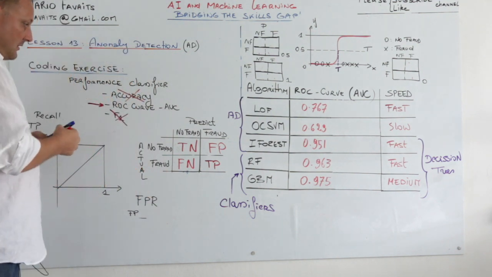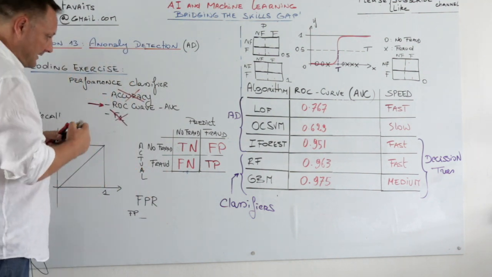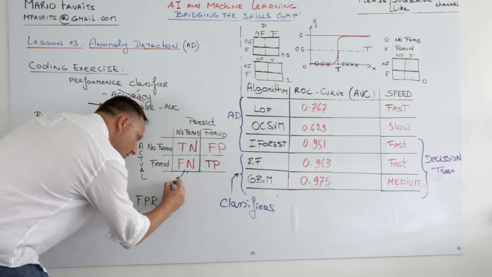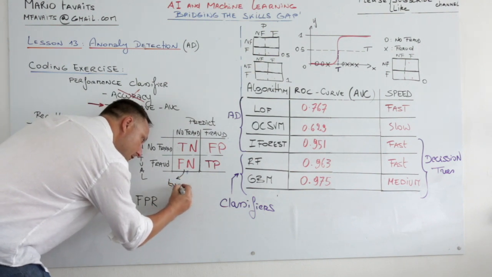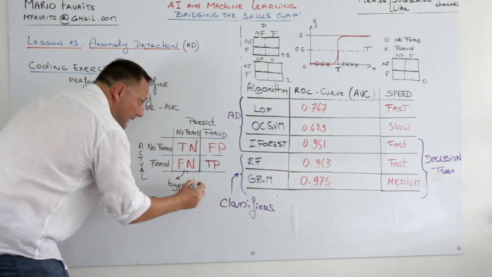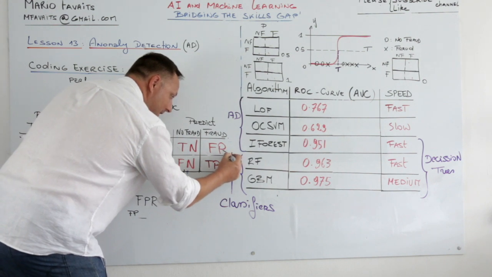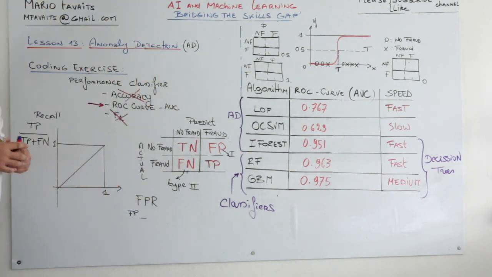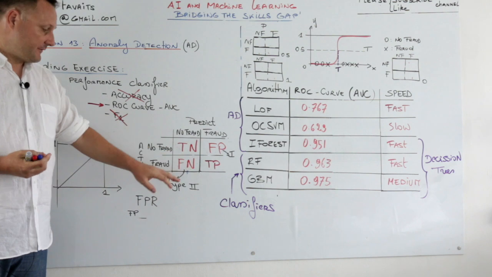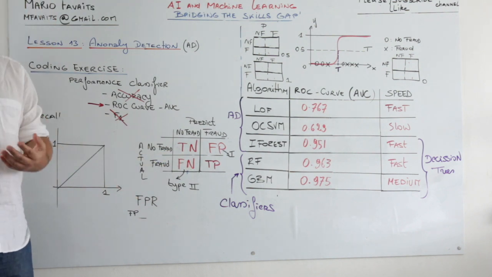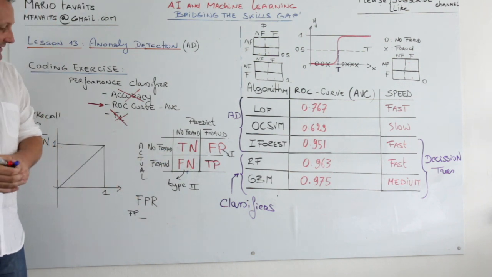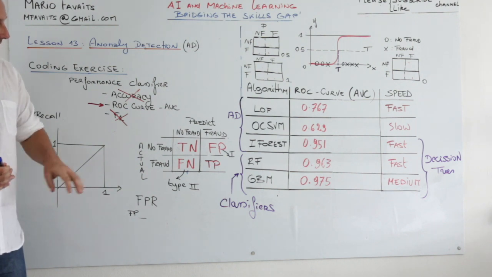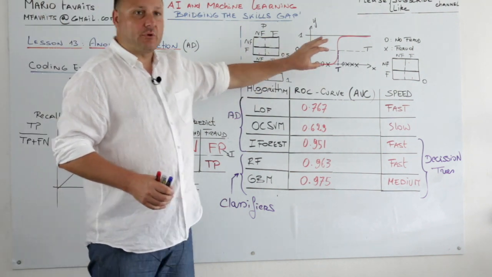In statistics, a false negative is called a type 2 error, and a false positive is a type 1 error. And there is a trade-off. If you want to reduce one, you automatically increase the other one. Okay, so let's now take an example.